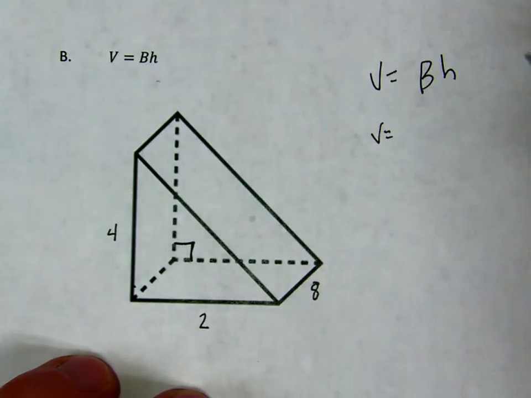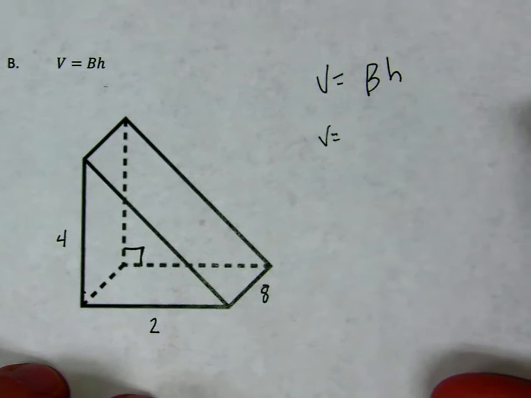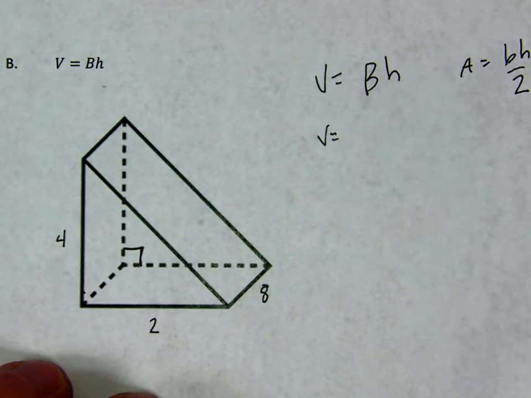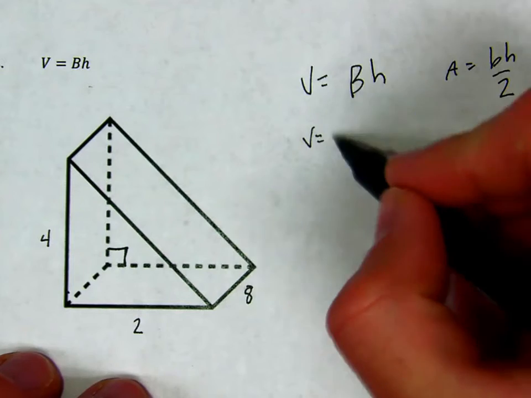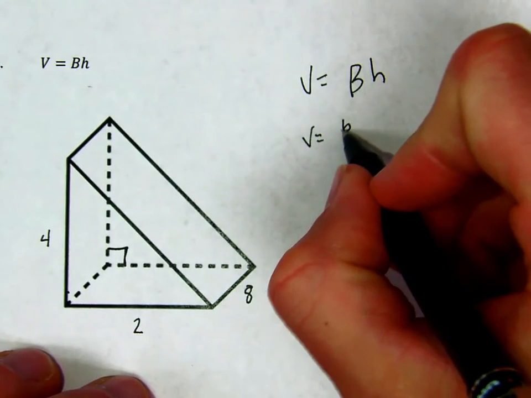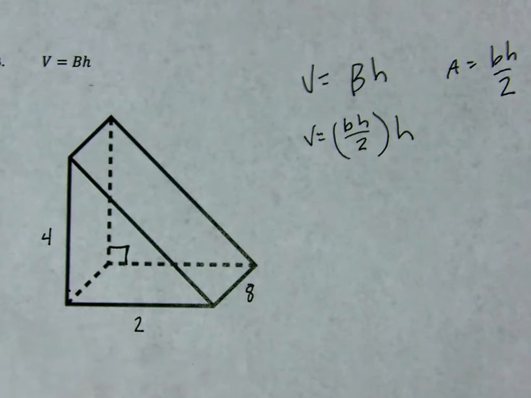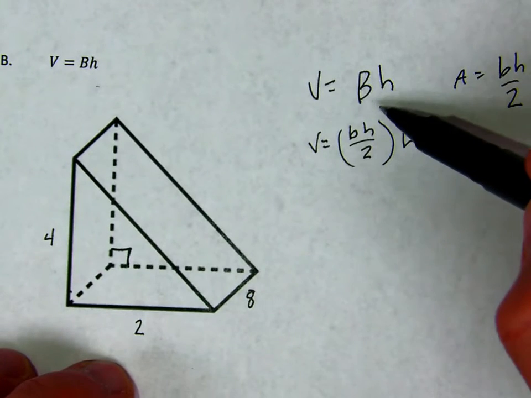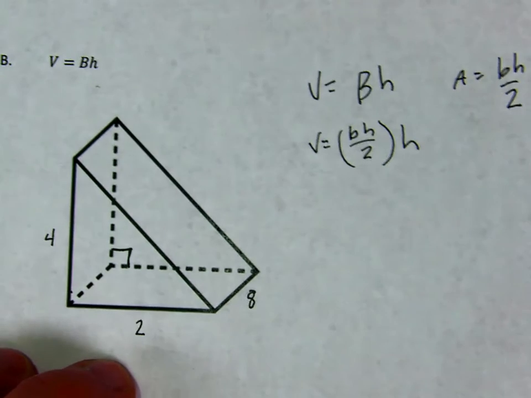So how do we find the area of a triangle? If you need to go back and look at your formula chart, go ahead. I'll write it down for you. Area equals base times height divided by 2. That's for our triangle. So I'm going to take that place of big B. Base times height divided by 2, still times height. I've just swapped out my area formula for a triangle for big B, because we know big B, or uppercase B, stands for area of the base.